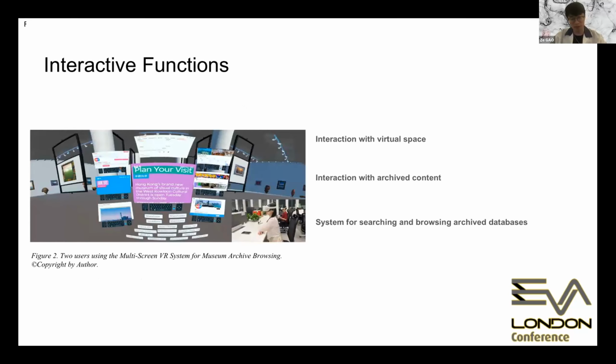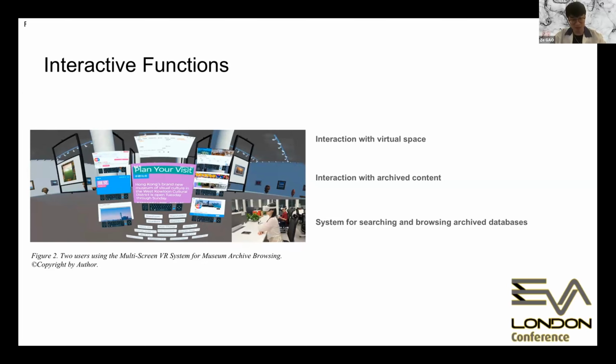The bottom right shows two users using this VR system together. And on the right side, I have three keywords to introduce the interactive functions. The first is interaction with the virtual space. You can use 3D scanning or something else to put all of the artworks into the virtual space, and you can see the different angles of the artworks, even a sculpture, and you can really feel the sculpture, but you cannot touch it. That is another research.